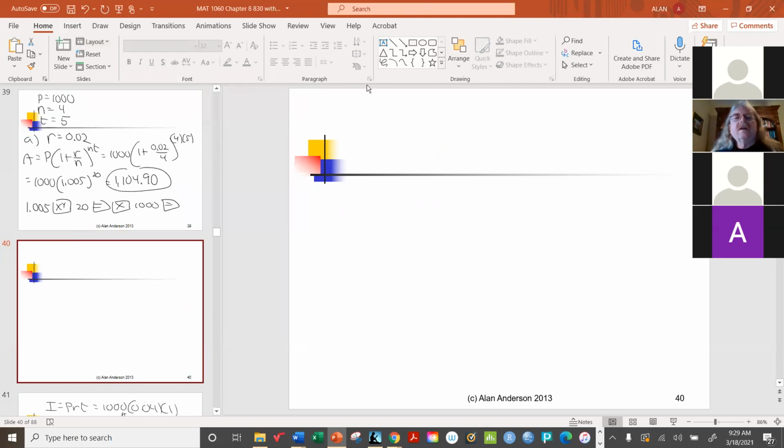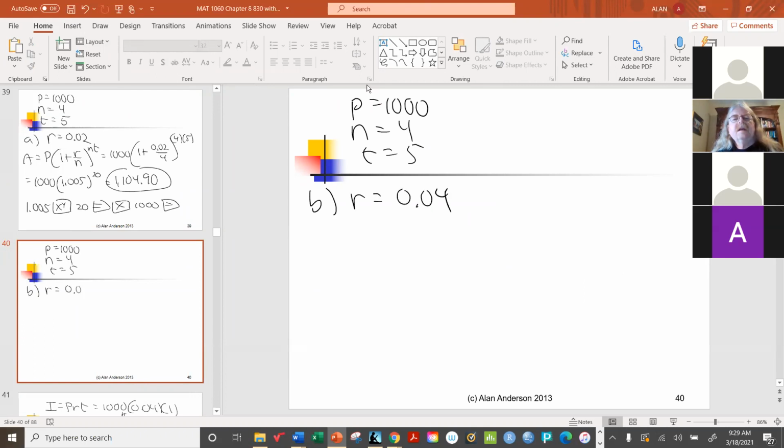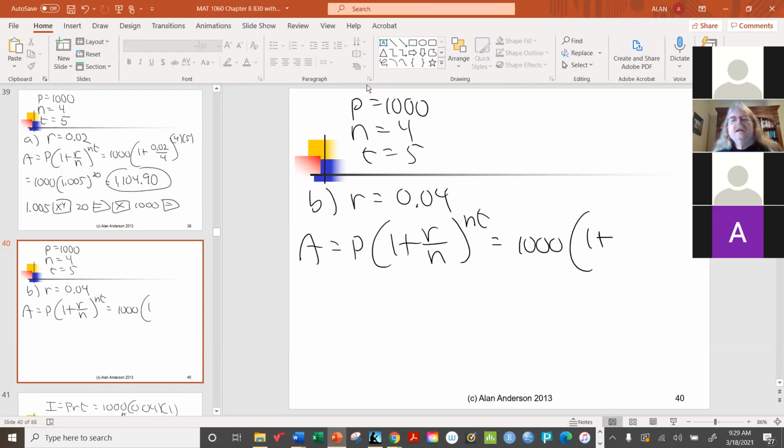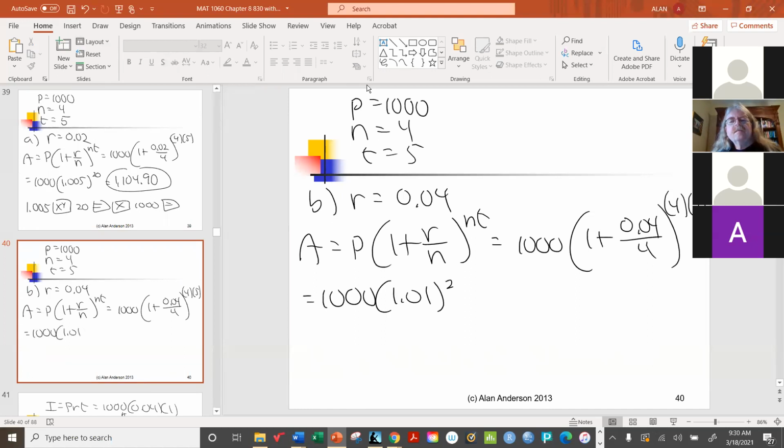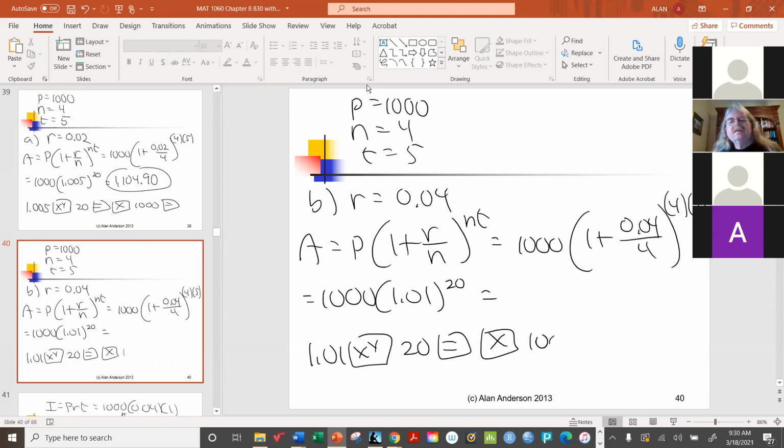So again, we start in each of these four cases with P is 1,000, N is 4, T is 5, but now R is 4%, and A equals P times 1 plus R over N to the NT power. So this time we have 4% divided by 4. The exponent in all four cases will be 20. And so in the calculator, you could do it as 1.01 exponent 20 equals times 1,000 equals. And when you're done, you should get 1220.19.